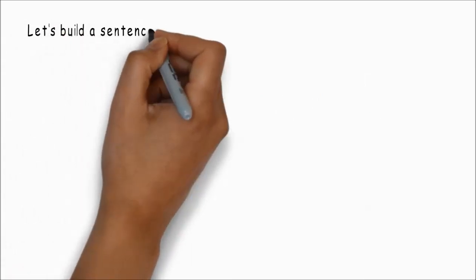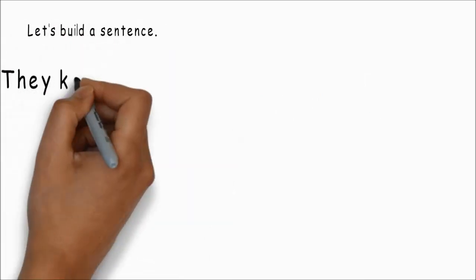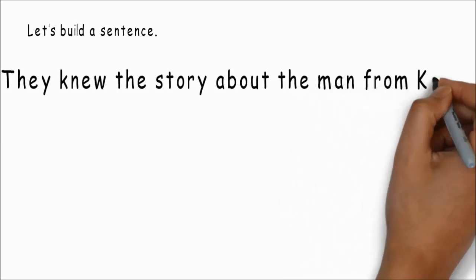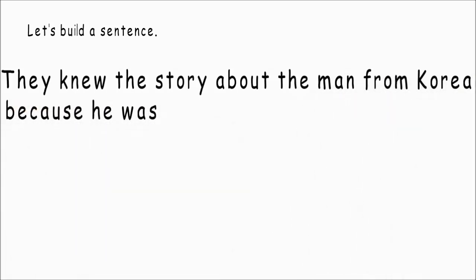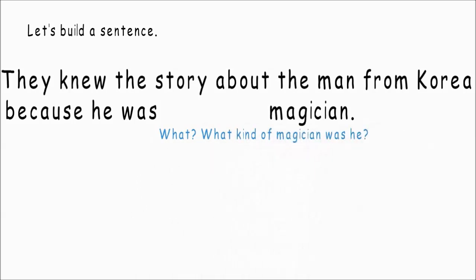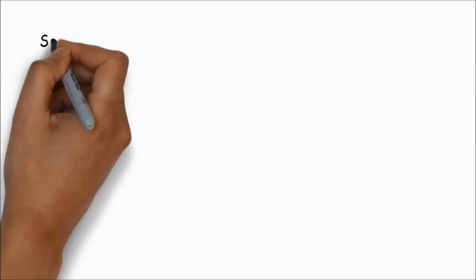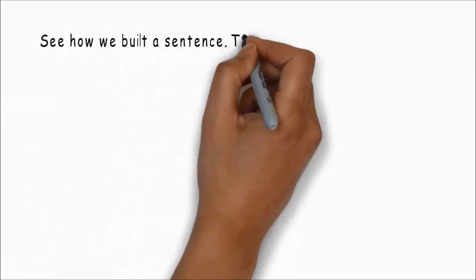Let's build a sentence. They knew the story about the man from Korea because he was a magician. What kind of magician was he? Because he was an amazing magician. See how we built a sentence?